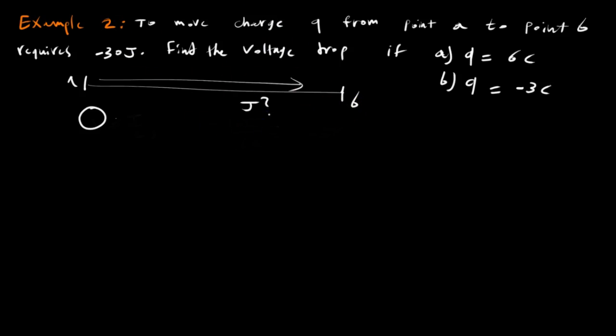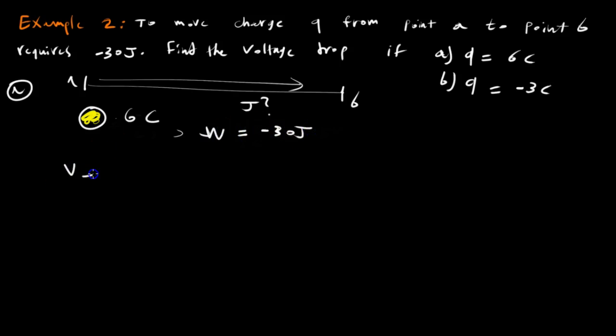So here I'm just going to think about A, which says there's 6 coulombs. So for part A, we have 6 coulombs of charge, and let's see, we have to find the voltage drop if we have an energy of negative 30 joules.